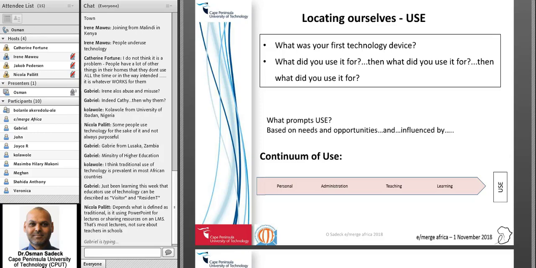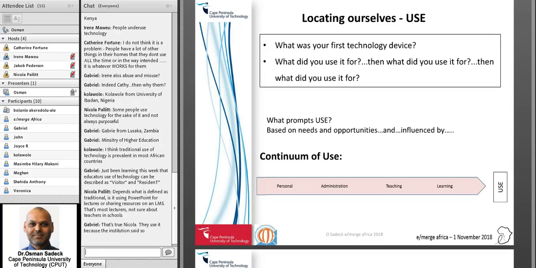After you've figured out or remembered what it is, then I needed to ask yourself, what did you use it for? And after that, what did you use it for? And after that, what did you use it for? So let's get a little bit of input from your side in terms of your technology device and what you've been using it for and then changing uses.